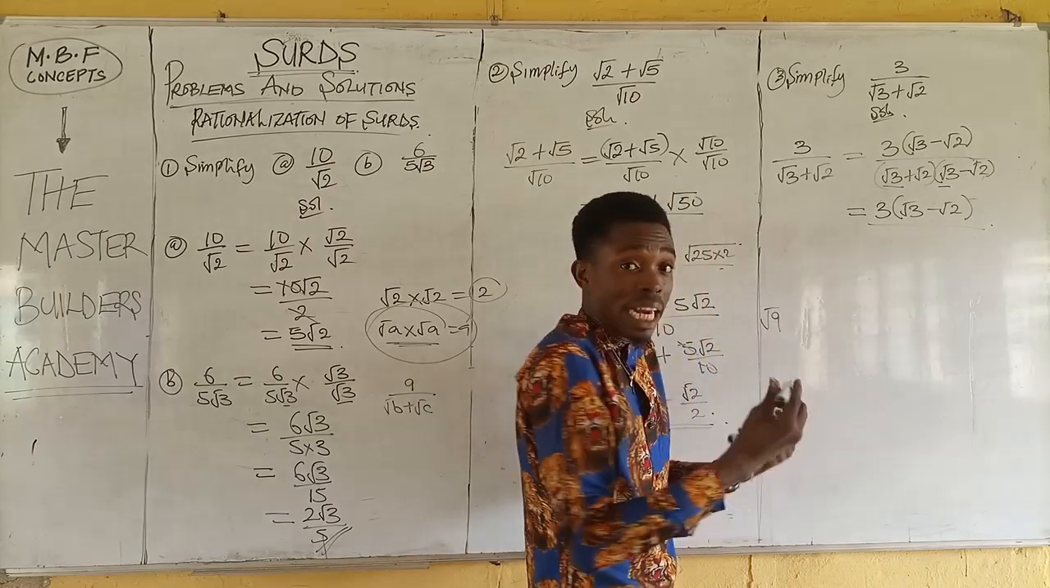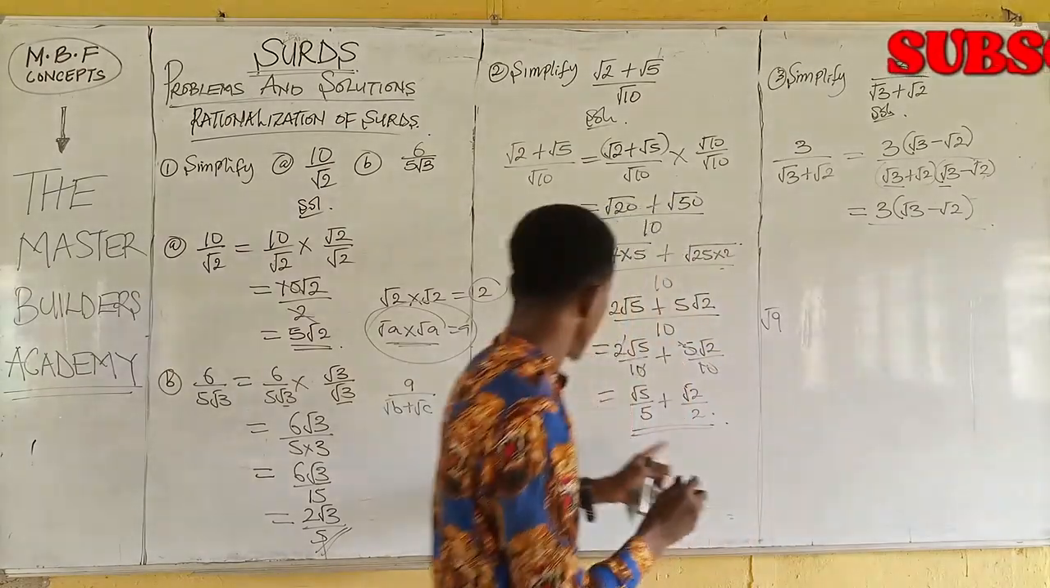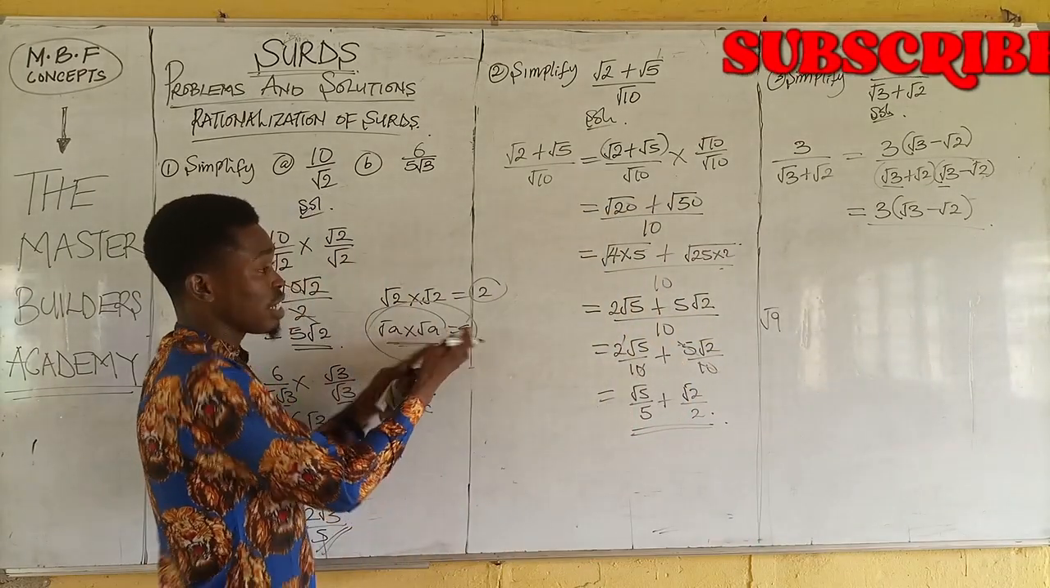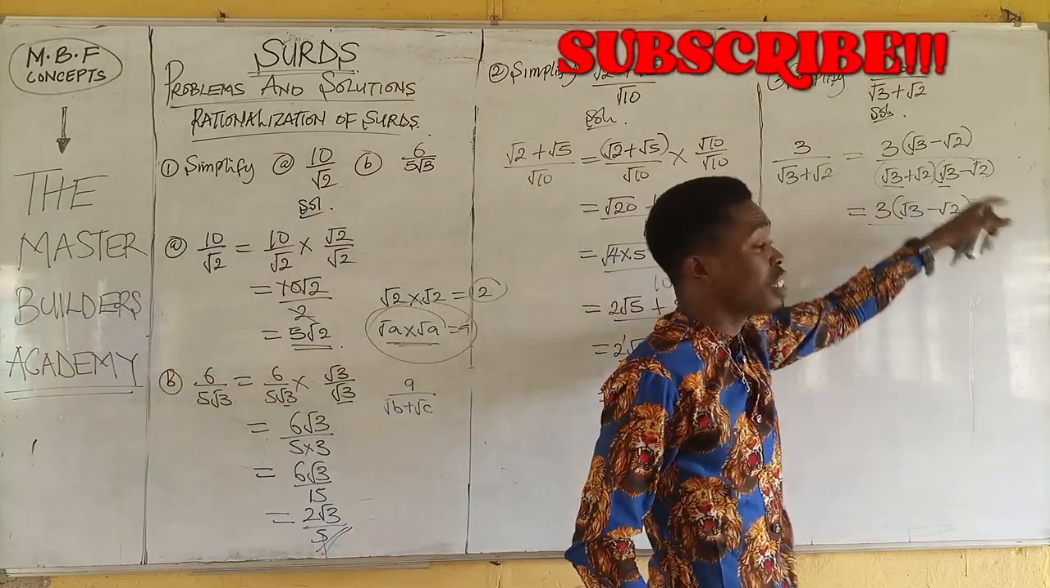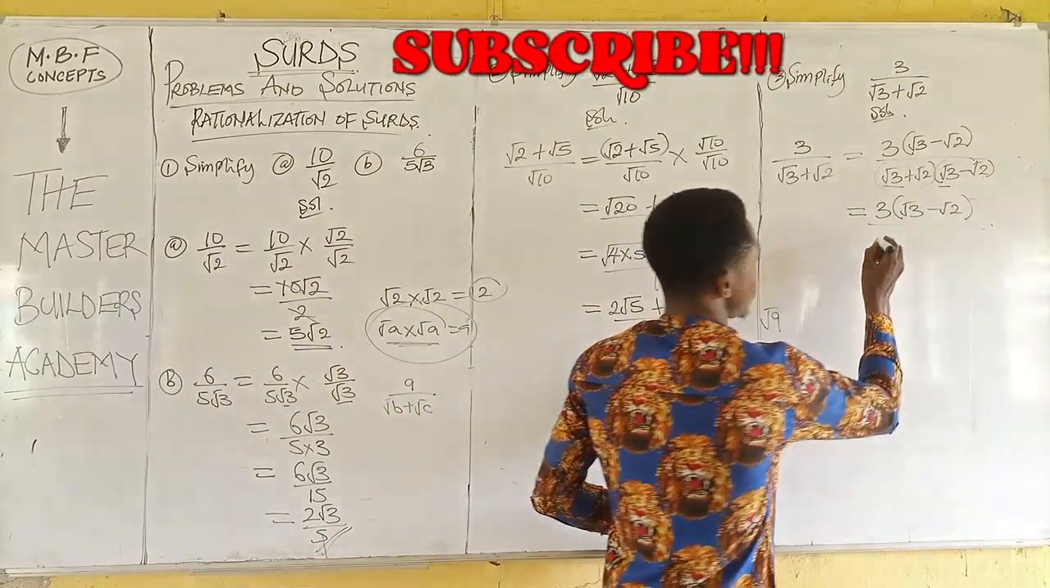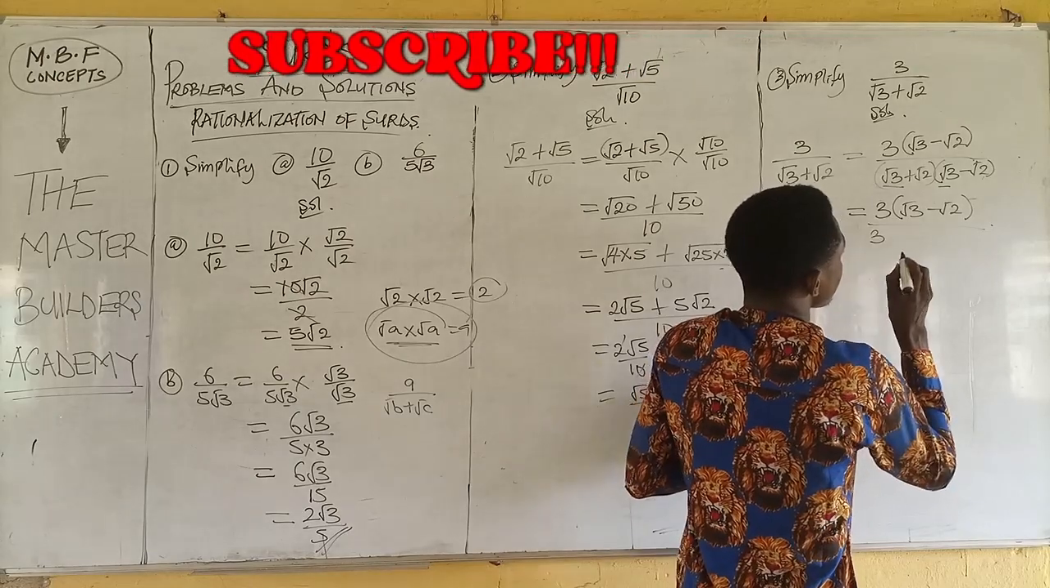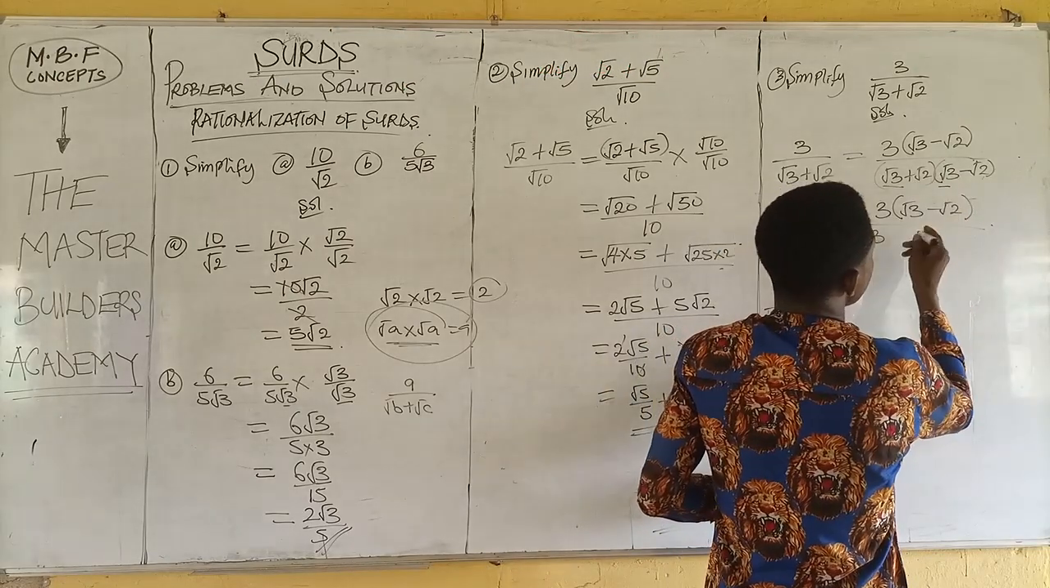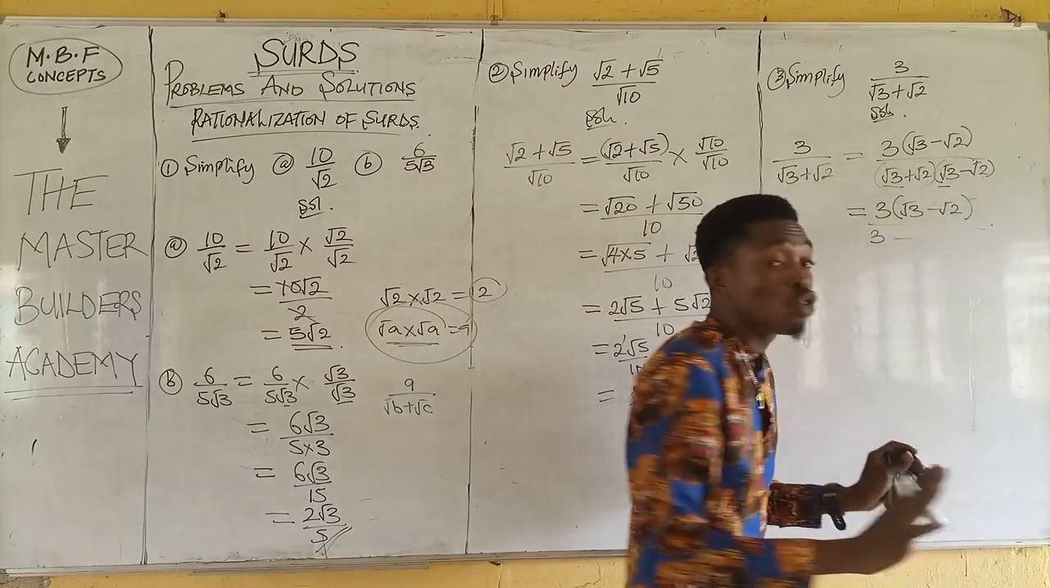What is the square root of 9? 3. And understand by this rule that root 8 times root 8 is 8. So if I say root 3 times root 3, I'm going to have 3. So this will have given me 3. Then minus root 2 times root 2 is 2.